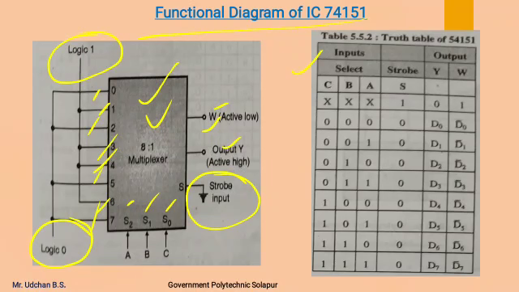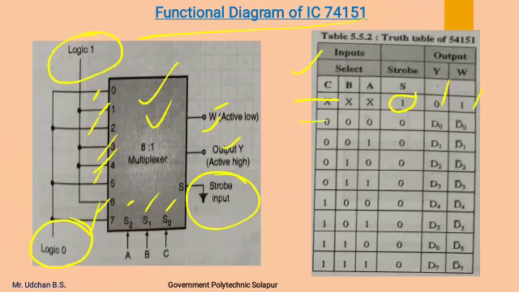C, B, A are our select input lines. In the first case, the strobe input is 1, therefore irrespective of the status of the select lines we get a 0 output, and its complemented output we get on the W line.